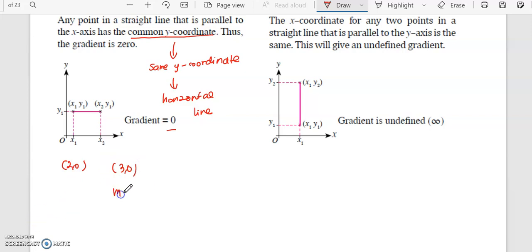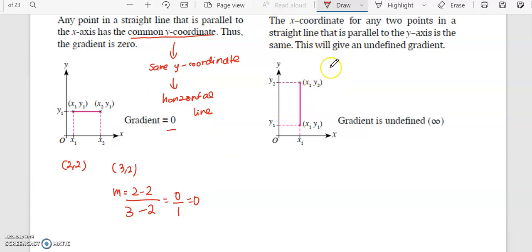For example, I give you points (2, 0) and (3, 0). So we calculate the gradient. Sorry, salah pula value dia. Bukan 0 tau. Kita letak 2. Let's say we have points here (2, 2) and (3, 2). So we find the gradient: y2 minus y1, 2 minus 2, over x2 minus x1, 3 minus 2. So 0 over 1 is equal to 0.